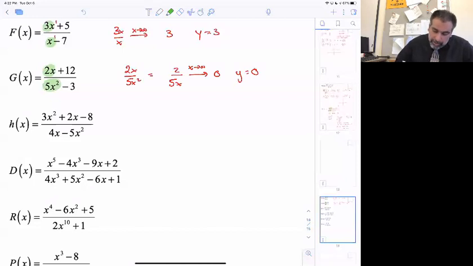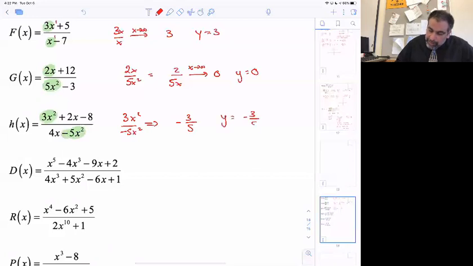When we go to the next one, the biggest value exponent on the top is 3x squared. On the bottom, it's negative 5x squared. Include the sign. So this is going to act like 3x squared over negative 5x squared. Well, because the exponents are equal, the answer is going to be the ratio of those coefficients. So we're going to get negative 3/5 as our result, and that means y equals negative 3/5 is our horizontal asymptote. So when they're equal, you just take the coefficients.